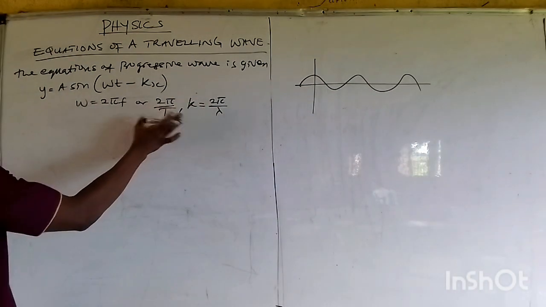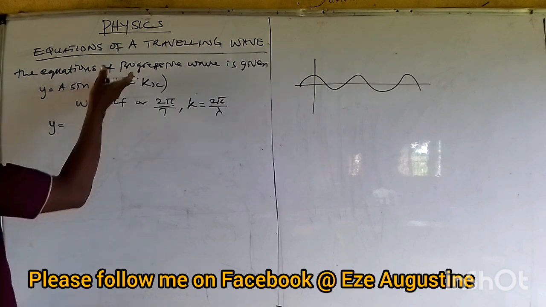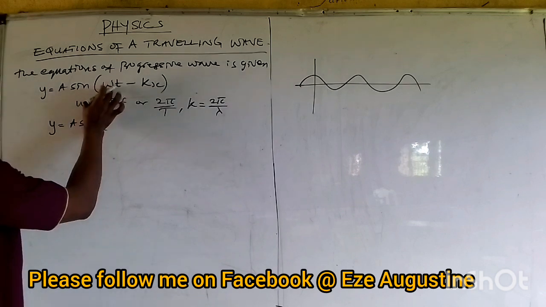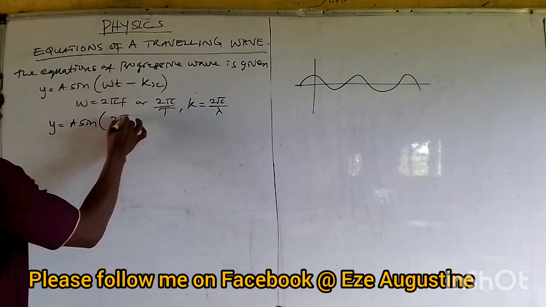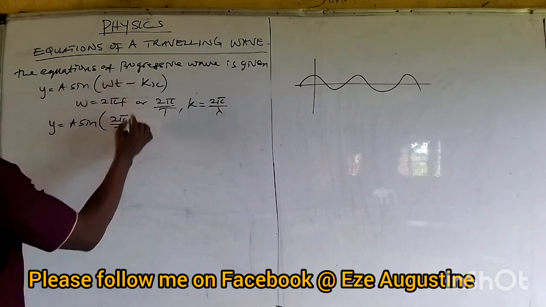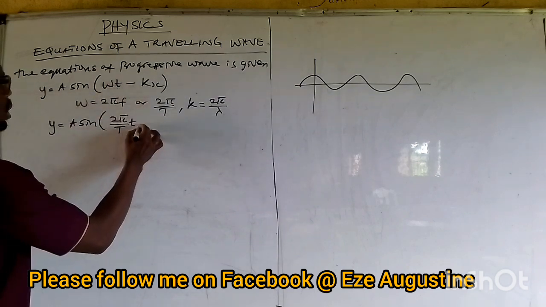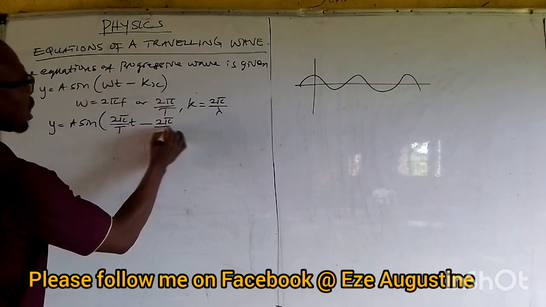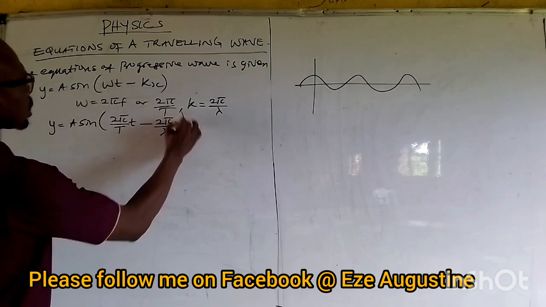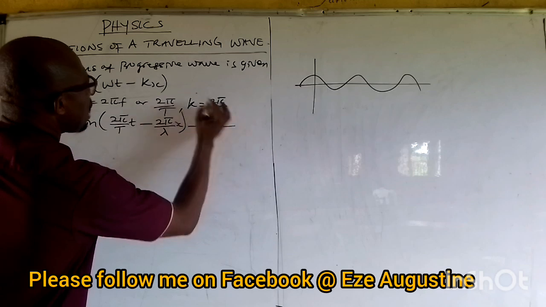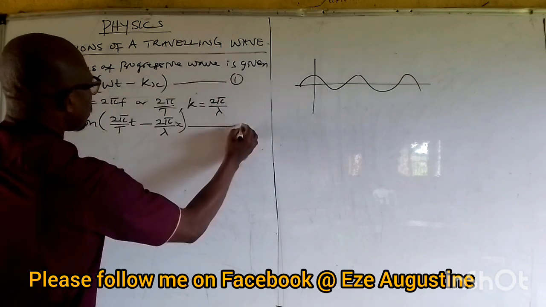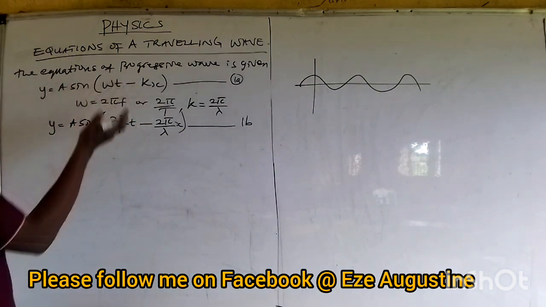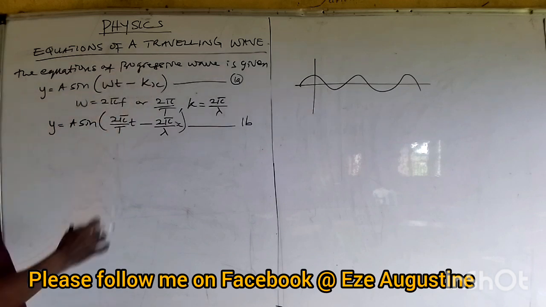Now, if we substitute these values into this, we will have that the equation of the traveling wave is given as a sine, and in place of omega, I can now have 2 pi over period. Remember, this time always attach it minus. In place of k, I can have 2 pi all over lambda, and we'll put your x. So I'll label this one as equation 1, let's say 1a, and this one is 1b, because these two equations are the same, just like this is an expanded form of this.